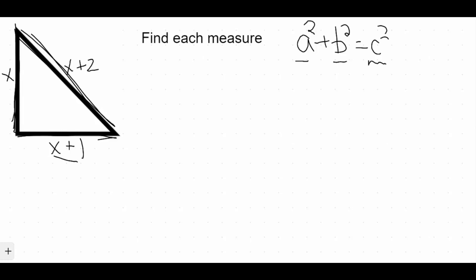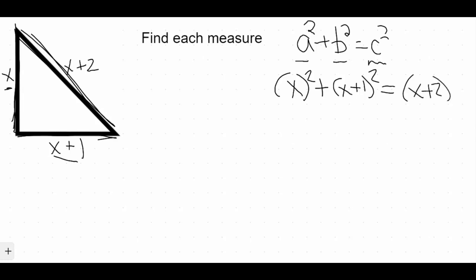So I'm going to say that this side over here, the x, is going to be my a. So instead of a squared, I'm going to be plugging that in and getting x squared, plus b squared. Well, my b is going to be x plus 1, and I need to square that. And that is going to equal c squared. So my c here is the x plus 2, and then we will square that.